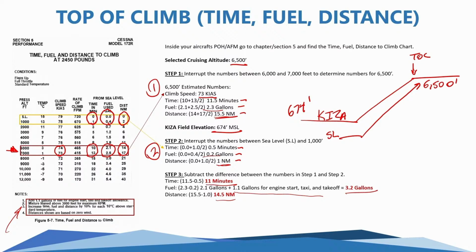So now, just to kind of recap, we've looked at our weather. We made sure we can actually go. We've written down the information we need from our weather, our temperature numbers. We've also basically written down or have a general sense of our routing. We also have figured out our altitude that we want to fly. We've written down our winds aloft. We've also looked at the forecast, and now what we have is our top of climb values. So we know that it's going to take us 11 minutes, 3.2 gallons, and 14.5 nautical miles to get from our departure airport, which is at 674 feet, up to 6,500 feet, which is our top of climb.